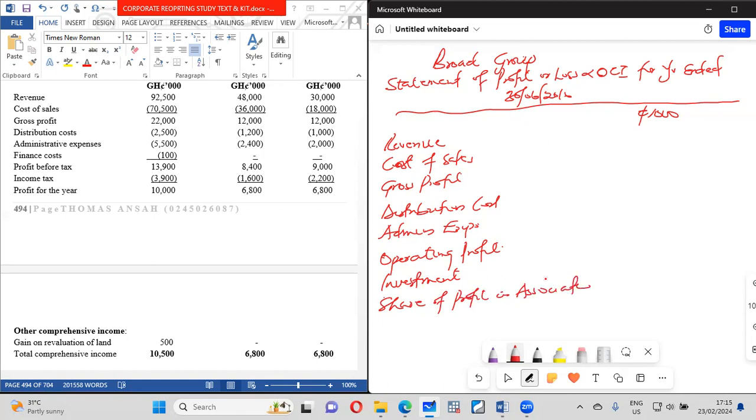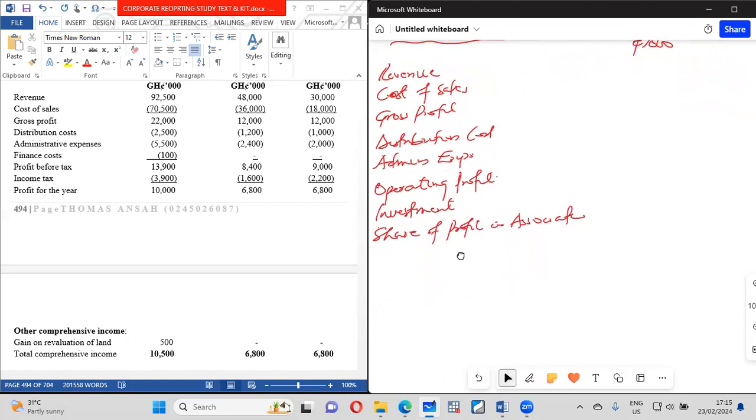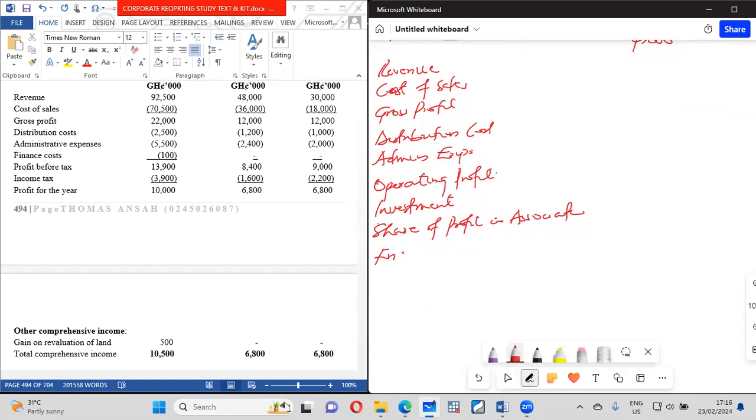Because another form of investment. All right, then finance cost as usual. After our finance cost, what do we normally get? Net profit. After net profit, then what? Net profit before tax. Then we bring in tax. Then net profit after tax. All right, so basically that is that.